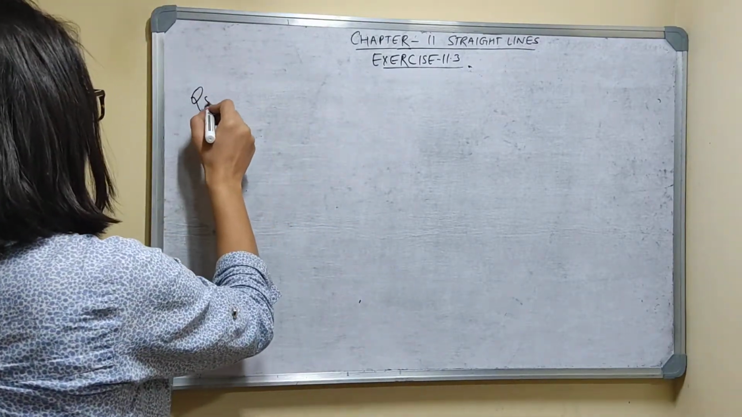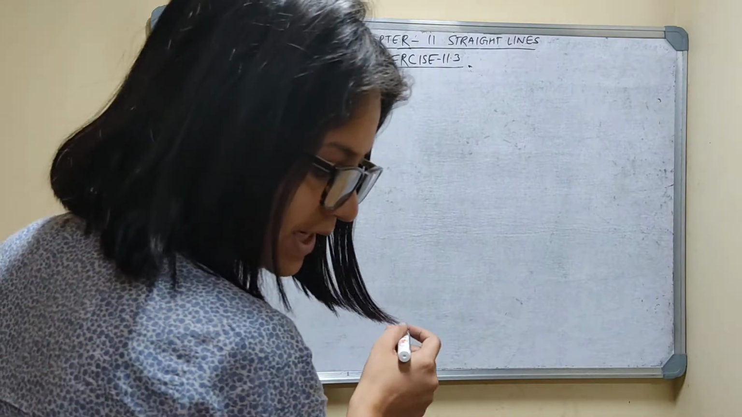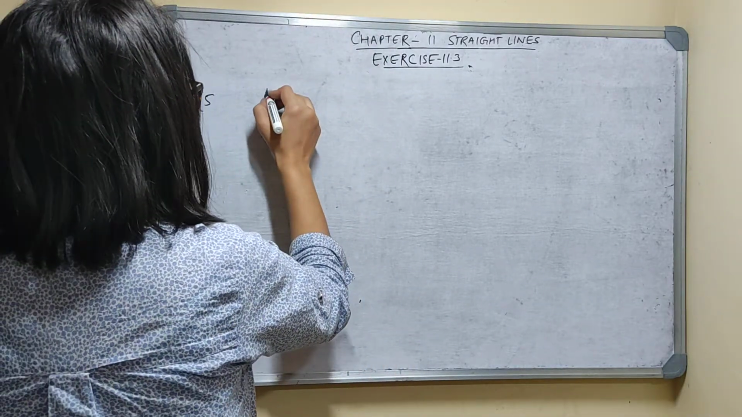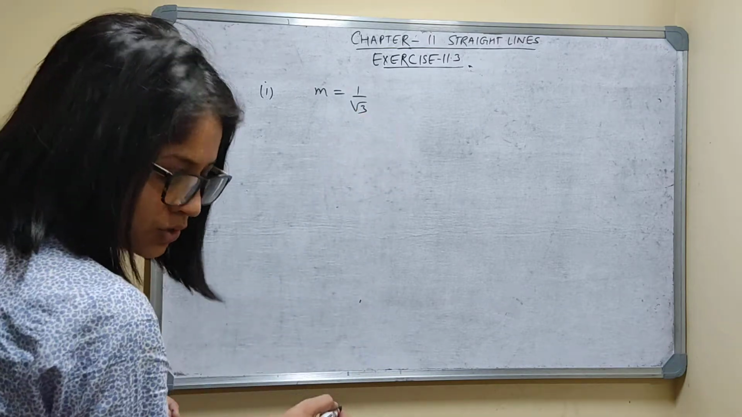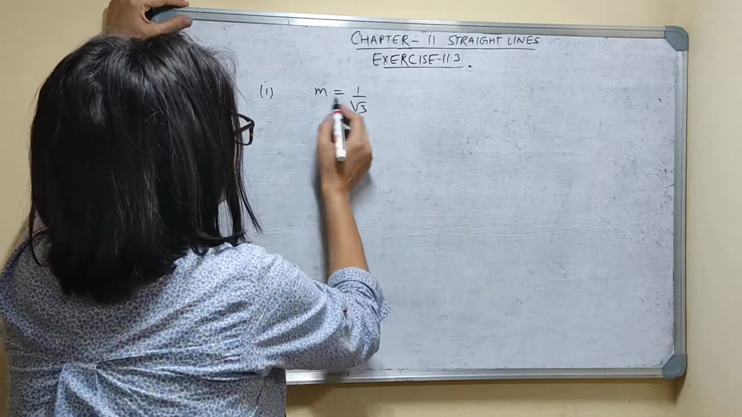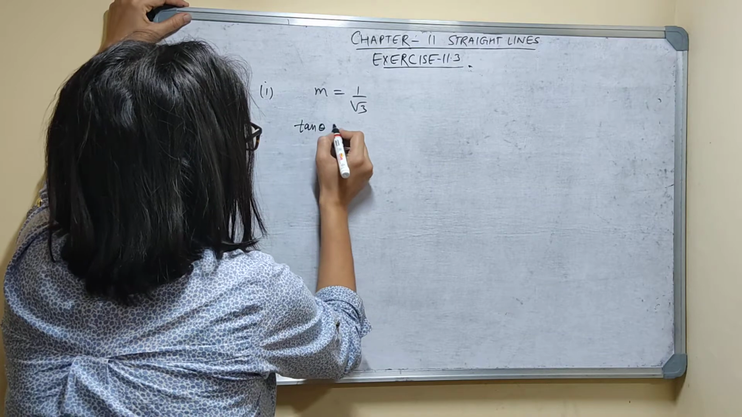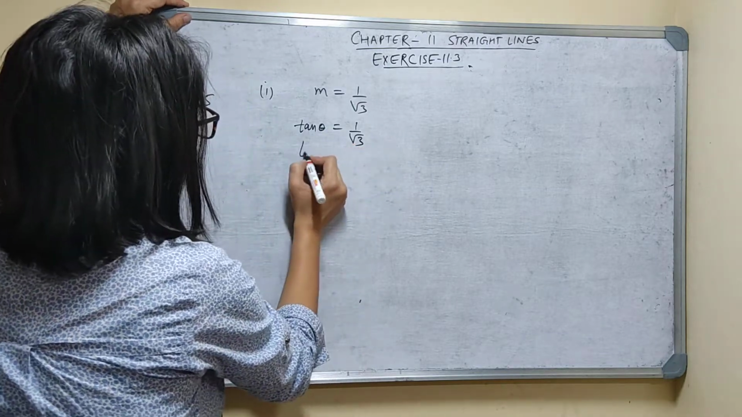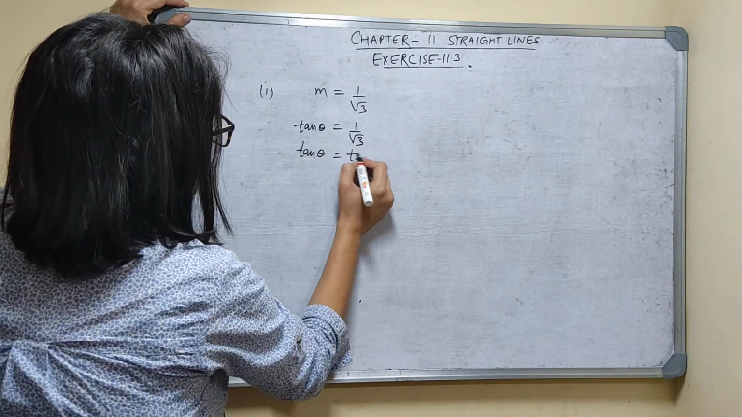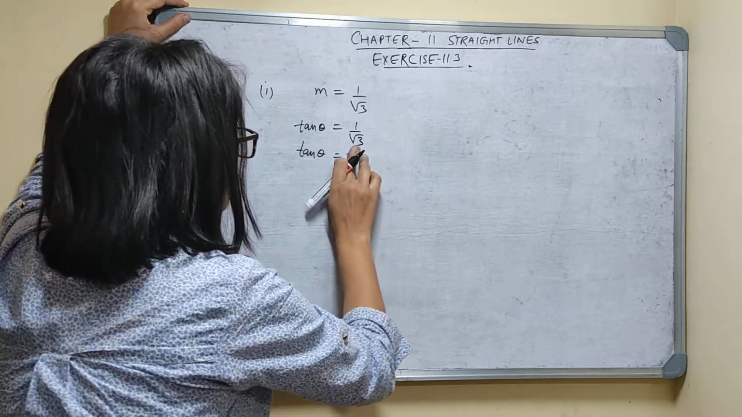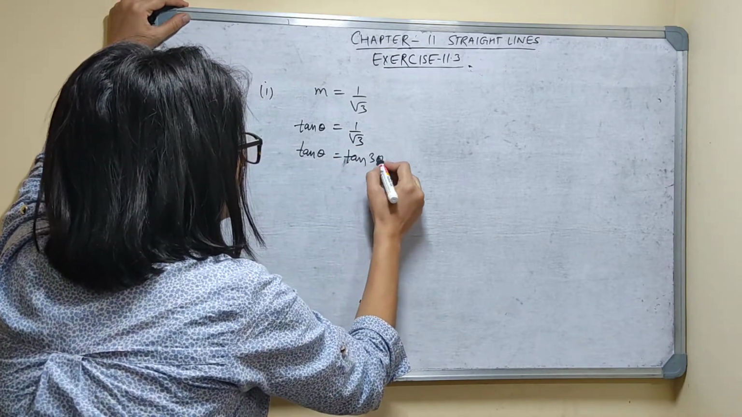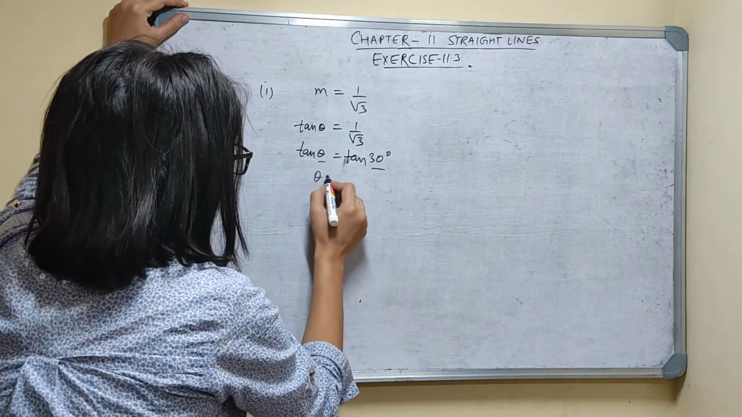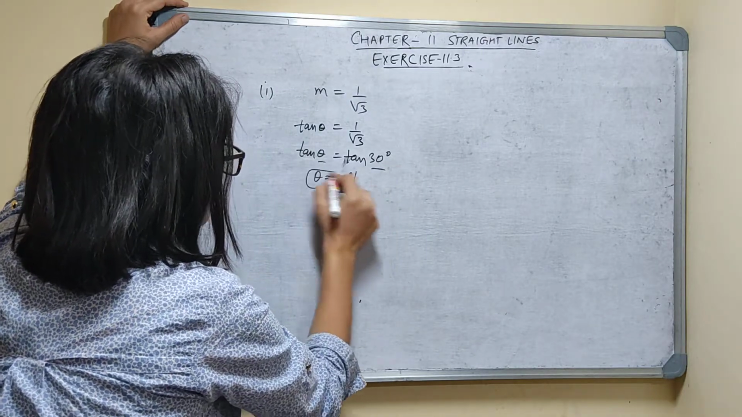Question number 5. Find the inclination of a line whose slope is given. First part. m is equal to 1 by root 3. So I know m is equal to tan theta, which is equal to 1 by root 3. The value 1 by root 3 is for which tan? tan 30 is 1 by root 3. So theta is equal to 30 degrees. Is it clear?